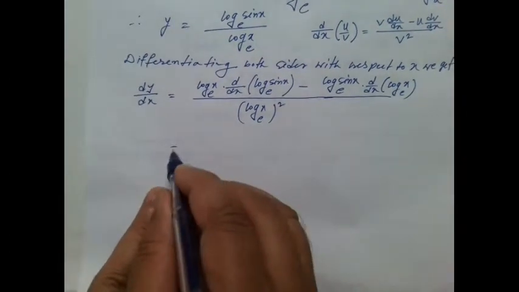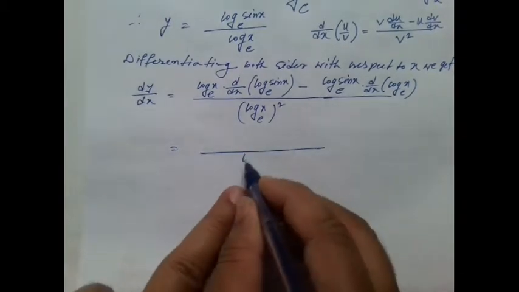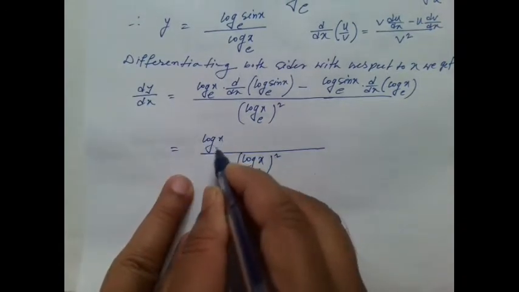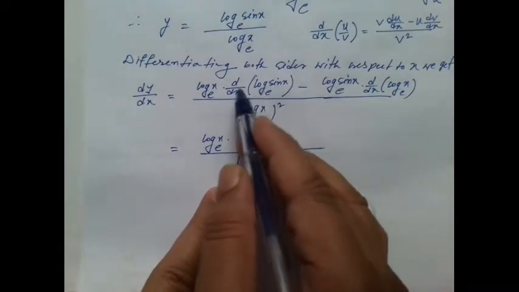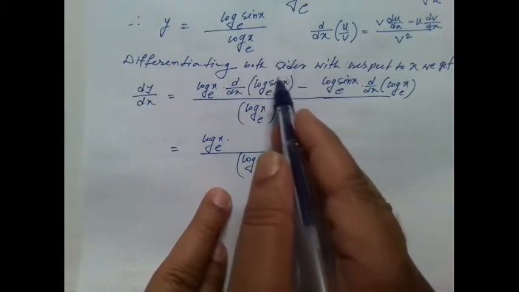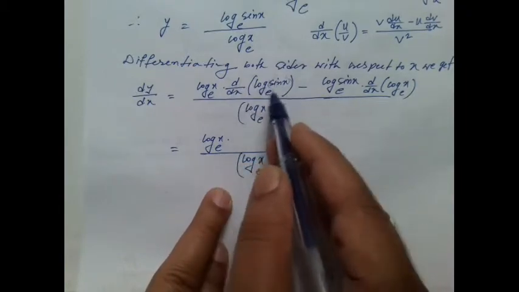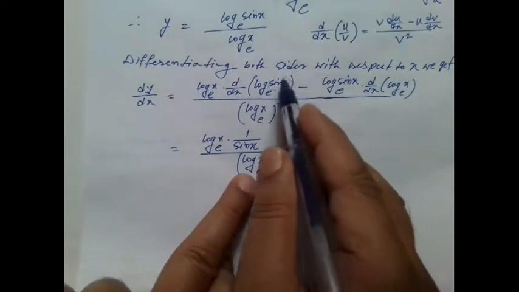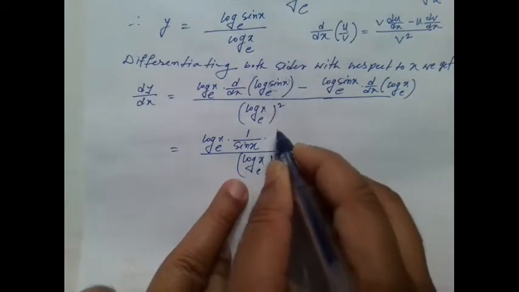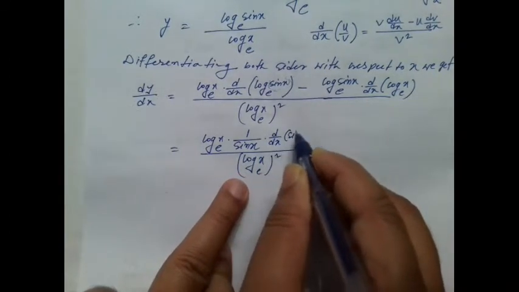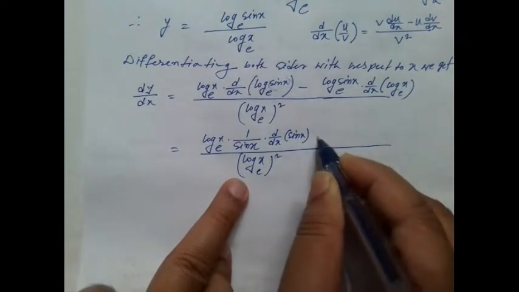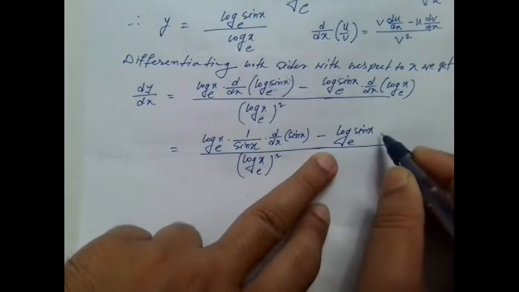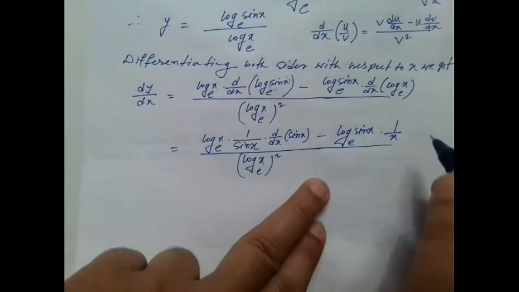Okay, now we have to take the derivative of u and v. Log x to the base e into, here we have d/dx of log sin x to the base e, so we have to think of this one as x, so d/dx of log x to the base e means 1 by x, and as we have taken sin x as x, so d/dx of sin x into d/dx of sin x, minus, here log of sin x to the base e into d/dx of log x means 1 by x.